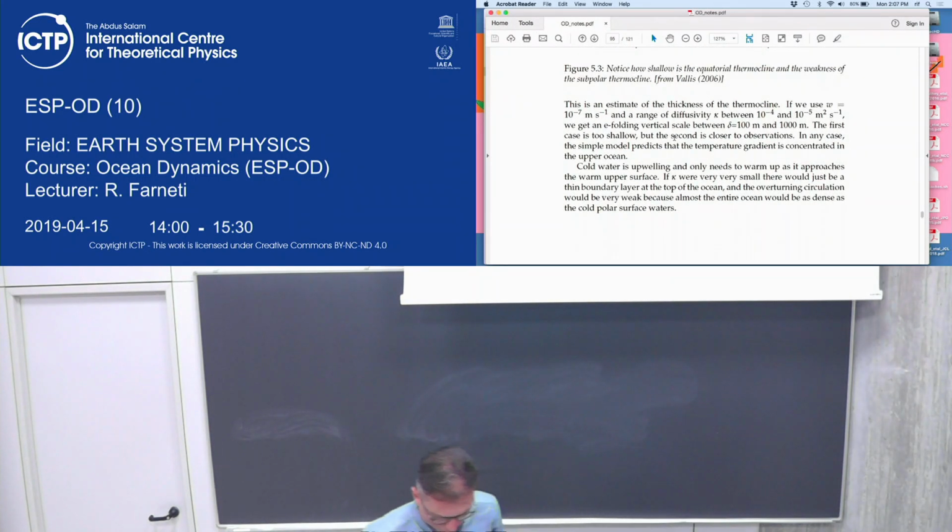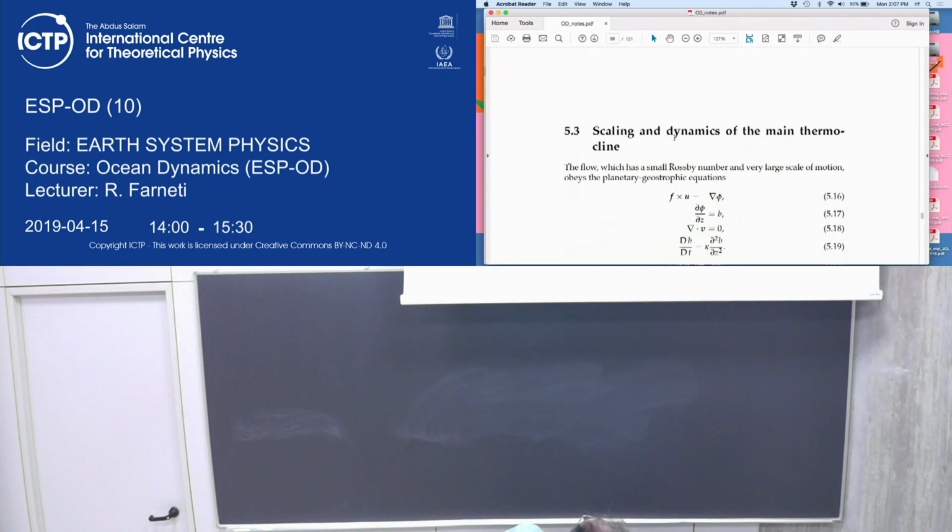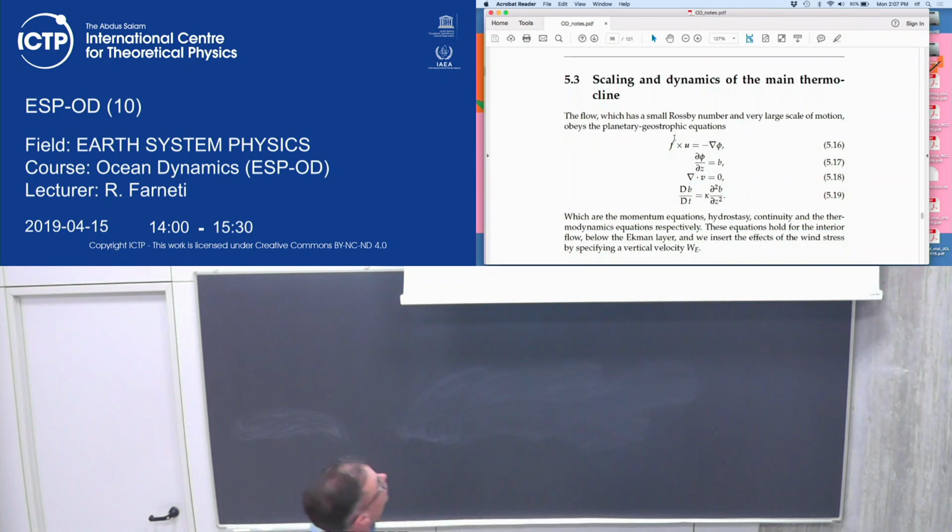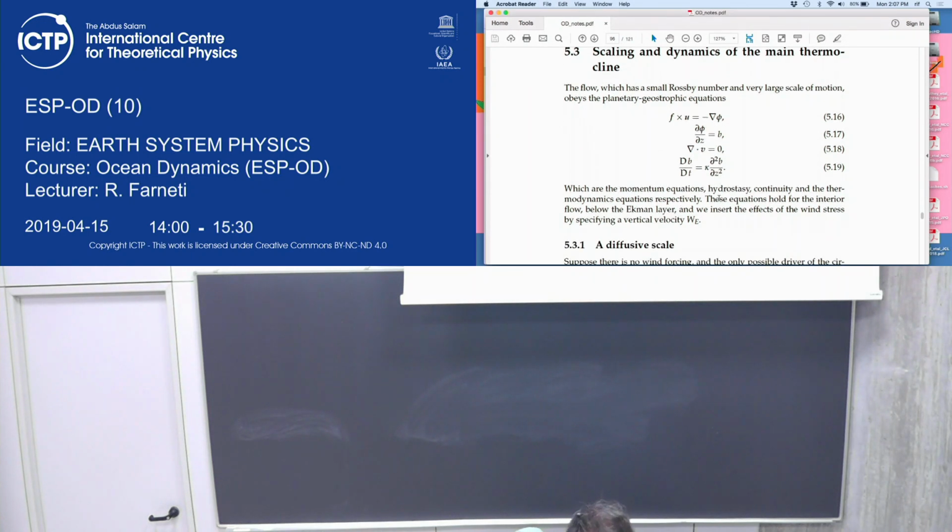But that scaling, if you put some typical numbers into it, doesn't look like reality, because that depth is too shallow if you use real values of diffusivity and real values of vertical velocities, not Ekman velocities. So we started thinking of a more complete balance, and so we introduced the Ekman velocity. We started with the planetary geostrophic equations. You have the momentum equations at the top, the buoyancy here, continuity, and the thermodynamic equation at the bottom.